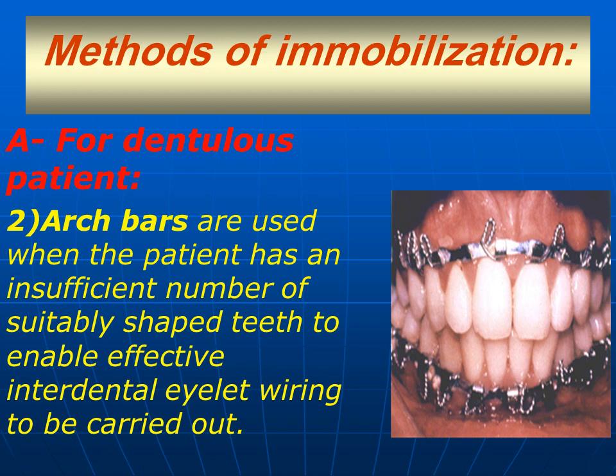Arch bar comes in a ready-made form. It is a metal bar with hooks. We fix one in the upper arch and another one in the lower arch. In the upper arch, we make the hook facing upwards, and in the lower arch, we make the hook facing downwards. This arch bar is wired to the teeth from the second molar to the second molar, in the upper arch and the lower arch. Then we use IMF or intermaxillary fixation, fixing both arches together.